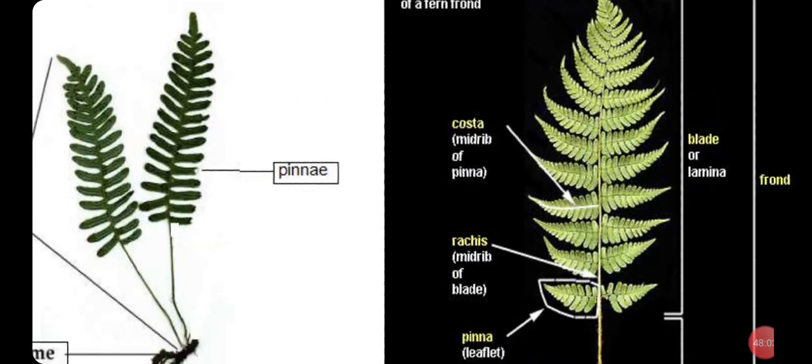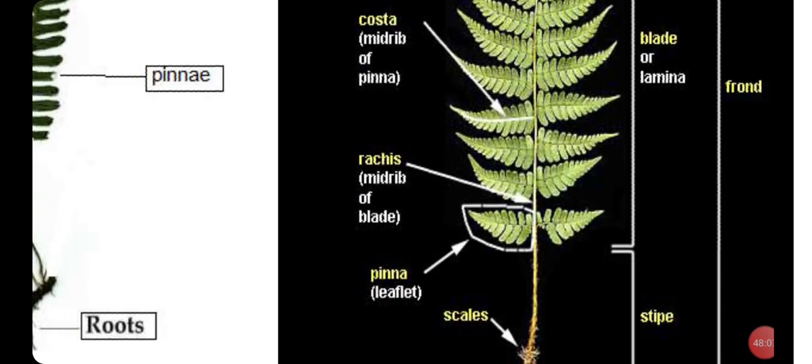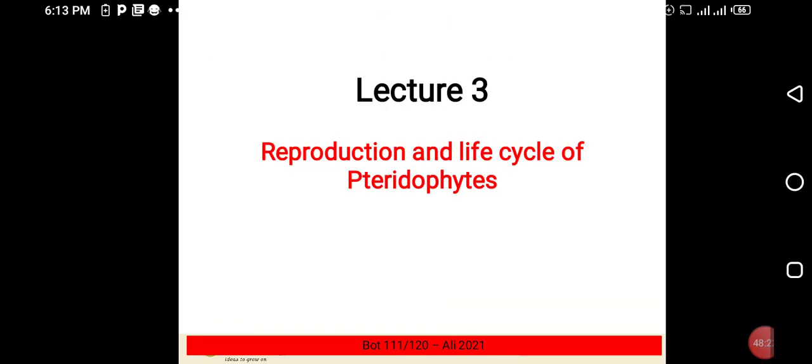Now this is how the stem of a fern looks. This is the stem of a fern. It has the middle stem here with the leaves arising from the stem, and this branch has its leaflets which we call the pinna. Now that's the end of lecture 2.